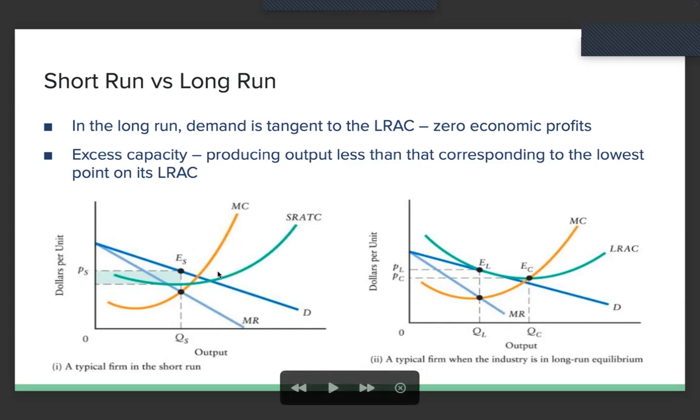So again, this is just the difference between short run and long run. Here, the firm was earning profits, but in the long run, we look at the long run average cost curve, and the supply curve also shifts because more firms enter, and that's why you get no economic profits.